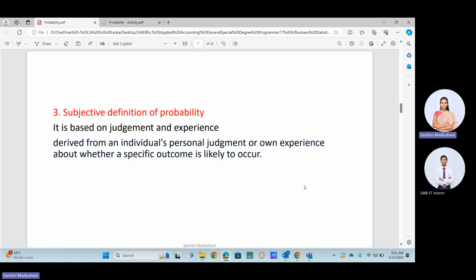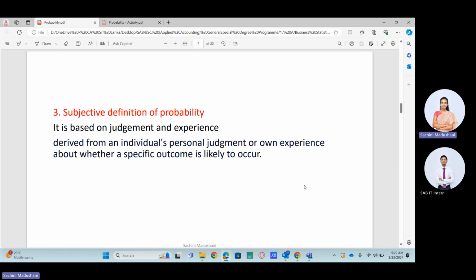Then we move to the quality manager and ask him. He says 30%. He or she said that based on their knowledge. Understood? Then what happens to our probability value? We can get a different value for that event. We call it subjective, because it depends on judgment and experience. Based on experience, education level, and knowledge, we can express the probability value.